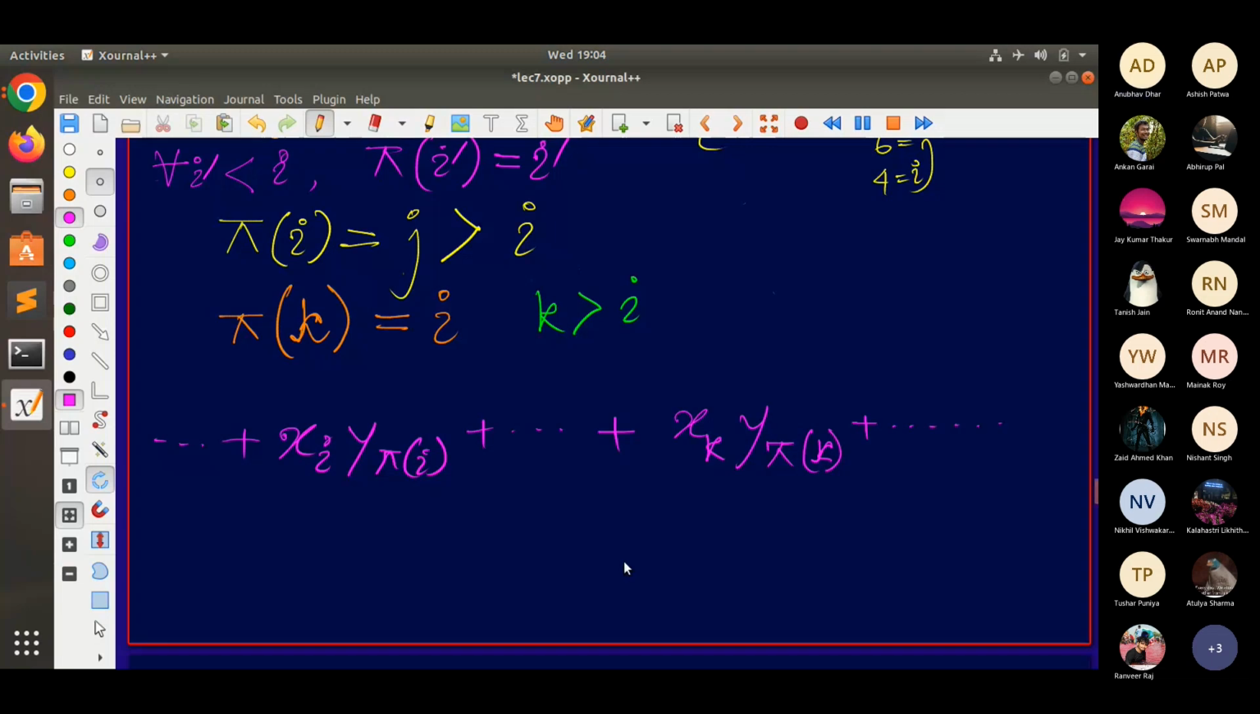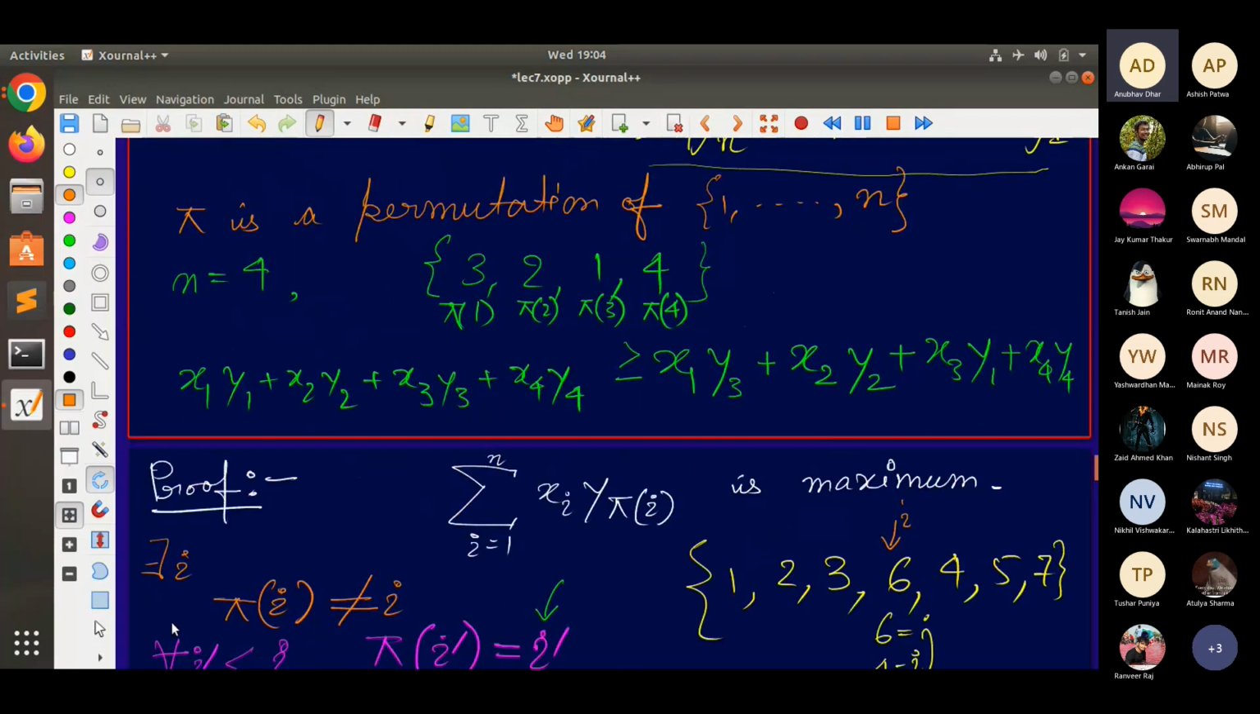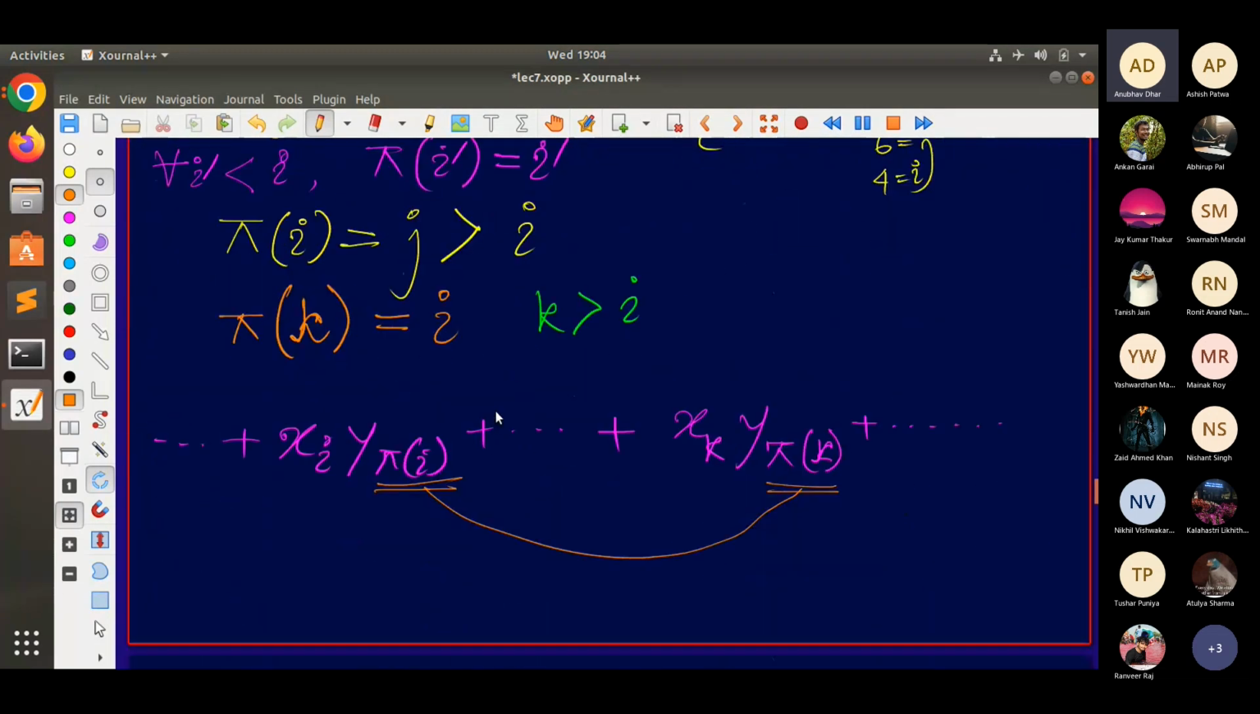Okay, I think it might get a bit confusing. But the thing is, if you can swap these two values, you can basically check that the functional value will get even larger. So instead of writing pi of I equal to j and pi of k equal to I, if you could have swapped these two values, so if pi of I was I and if pi of k was j, then the resulting sum would have been better.